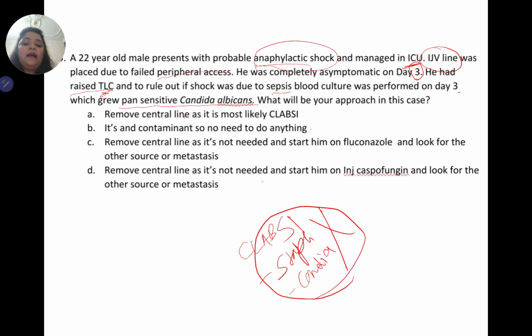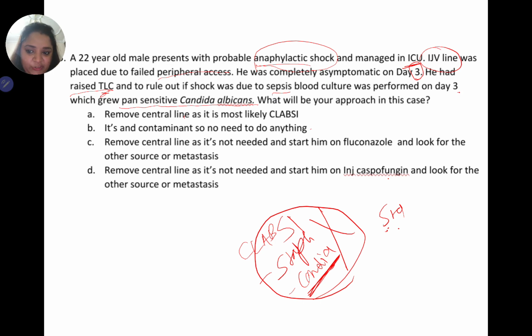Remove central line as it's not needed and start him on injection Caspo and look for other sources of metastasis. Yes, we have to remove the central line, but apart from that, we can't just rule out candida as a colonizer or a contaminant. Just like staph, as I've explained in my previous webinar, candida is one of the important pathogens which you can't just rule out.